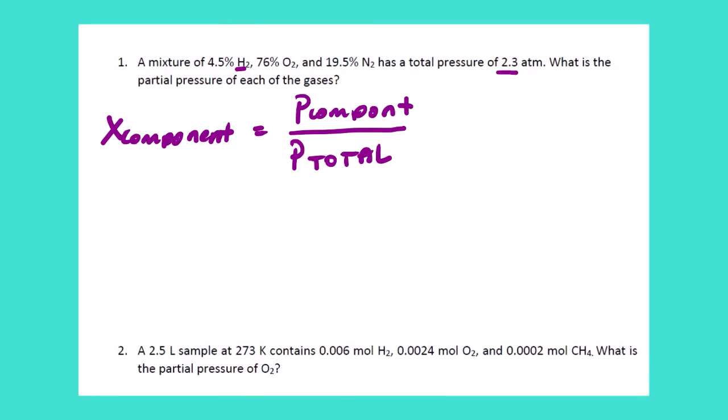Our next question, question 2, says a 2.5 liter sample at 273 Kelvin contains 0.006 mole of hydrogen, 0.0024 mole of oxygen, and 0.0002 mole of methane. What is the partial pressure of O2? In this case, we are given different data. The only equation that we can use according to the given data is the ideal gas law. We assume that all the gases obey the ideal gas law.